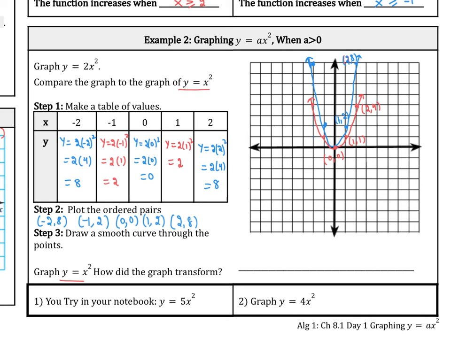So the blue graph is a vertically stretched graph. The red graph is a regular U-shaped graph, and then the blue graph is skinnier and taller, and it's a vertically stretched graph.